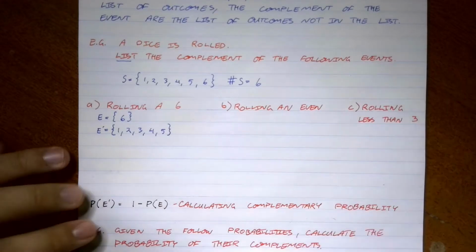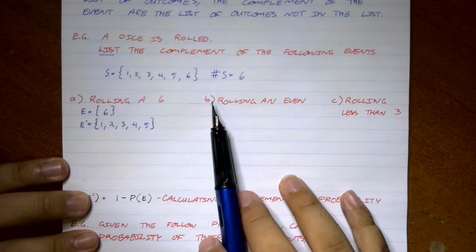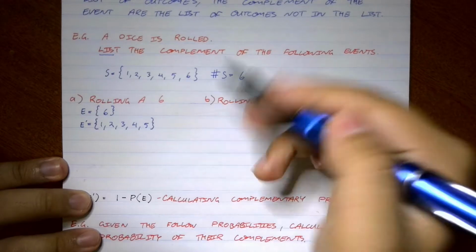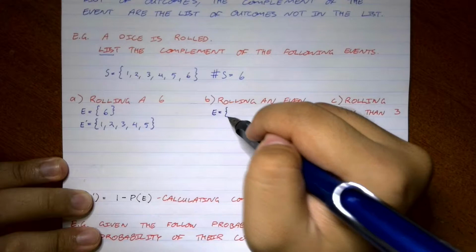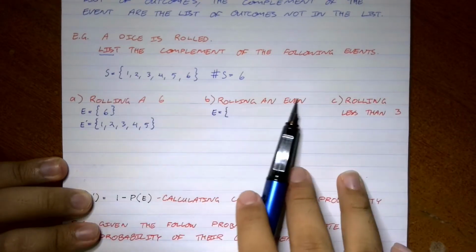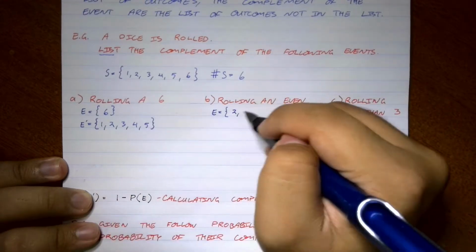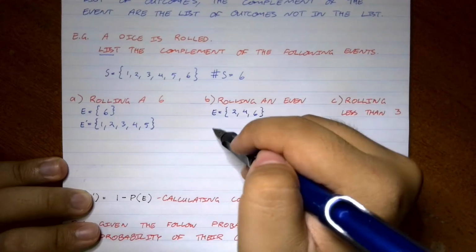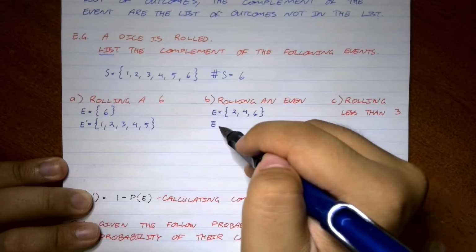Okay. Let's do another example here. Let's list the complement of the event rolling an even. Let's begin by first writing out the event E. So which of the outcomes in the sample space are even? 2, 4, and 6 are. Another way we can write the complement is E with a bar on top of it.